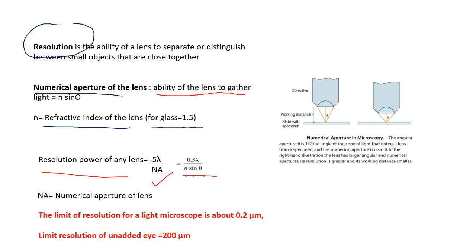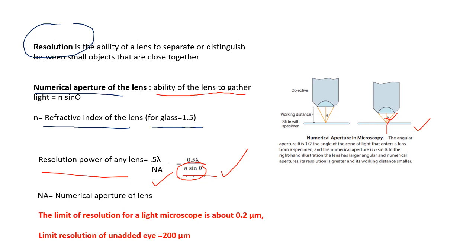This is your sample slide with the specimen. Light is coming here. After this, light is going to refract and make some angle. This angle is going to play an important role in the calculation of the resolution power of any lens. If the value of n sin theta is higher, the final value of resolution will be lower, meaning this lens can resolve less distance, so it is a good lens.